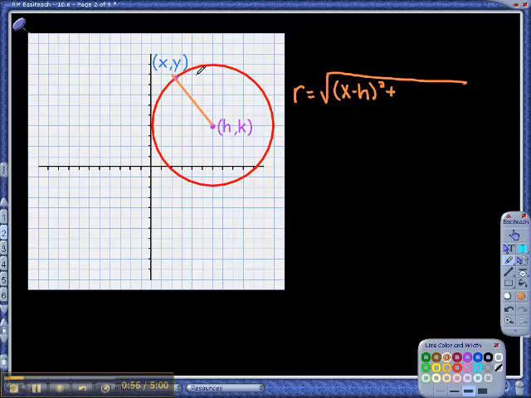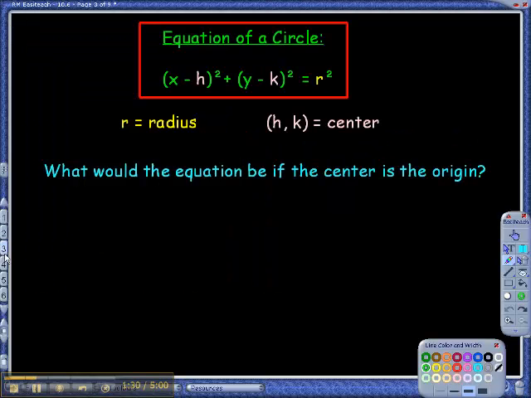plus the difference in the y values squared. So y minus, and again I'm using k for my y value of that center, so y minus k quantity squared. This pretty much is the equation of a circle. The only difference is we don't leave it in terms of the square root, we leave it in terms of r squared, so we square both sides, which just undoes that square root, and it's r squared is equal to an x minus h quantity squared plus a y minus k quantity squared. And that is the equation of a circle.